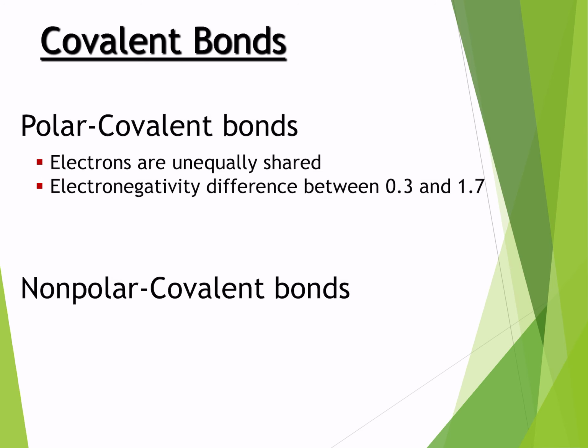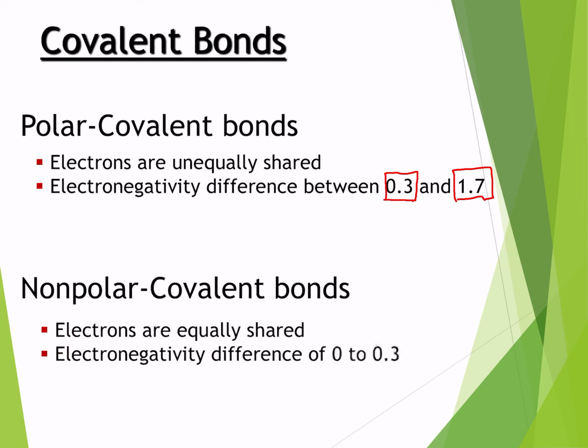So polar covalent bonds are when the electrons are unequally shared. We'll determine this because there's an electronegativity difference, and it gives you this range, 0.3 to 1.7. There's a lot of variation in the cutoffs, which isn't awesome, but this is a rough estimate. If it's between 0 and 0.3, we're going to say that this is nonpolar. The electrons are being shared fairly equally, right? Maybe not perfectly equally, but at least they have similar electronegativities.